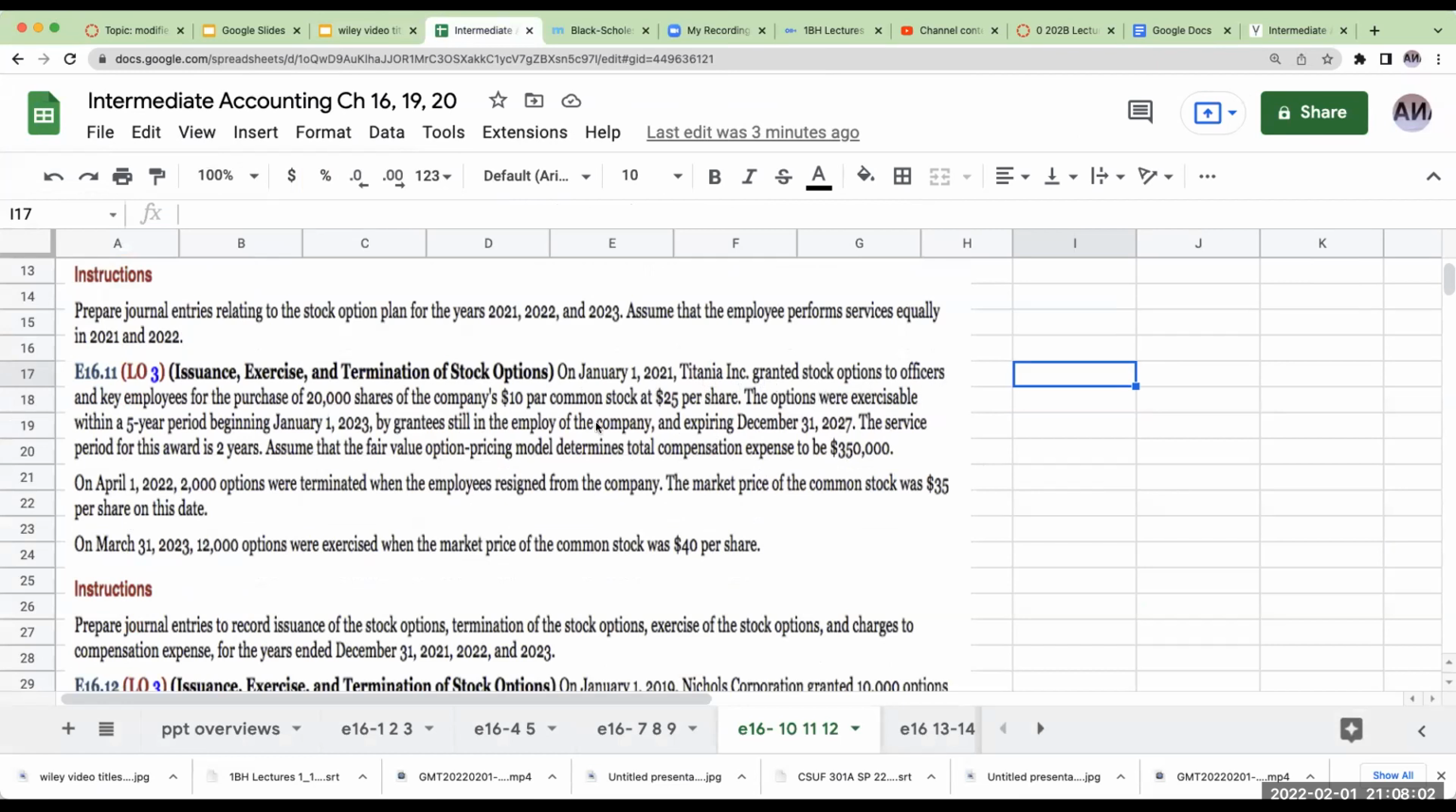Granted stock options to officers and key employees for the purchase of 20,000 shares of the company's $10 par value common stock at $25 per share. The options were exercisable within a 5-year period beginning on January 1st, 2023 by grantees still in the employ of the company and expiring on December 31st, 2027. The service period for this award is 2 years. And assume that the fair value option pricing model determines total compensation expense to be $350,000.